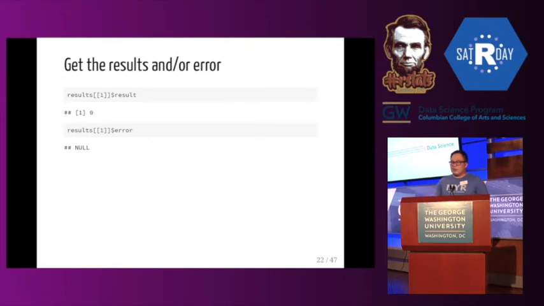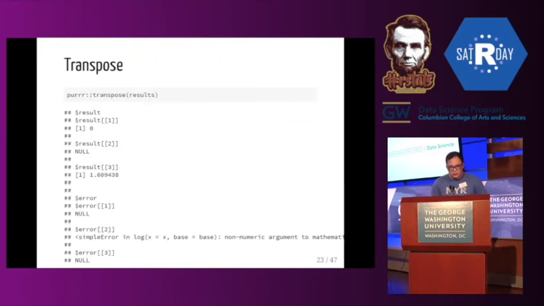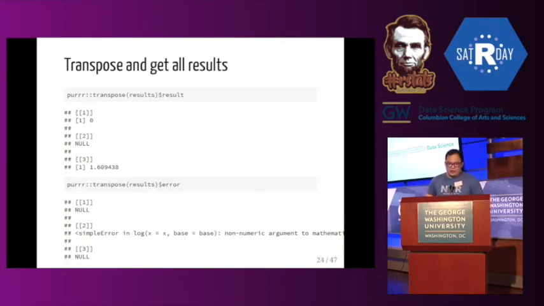And if you want, you can subset things out if you want to. So if I want the result portion of the first thing, I can say $result. If I want the error portion of the first thing, I can say $error. But that's really annoying too. So in Perl, there's this thing called transpose. So if you transpose the results, and you just wanted a vector of all the results, I can just get everything by just calling result. So what does that look like? I can say per transpose results $result, and I'll get a vector of all the results. Or if I want to see what the errors are, I can just get a vector of all the errors, right?